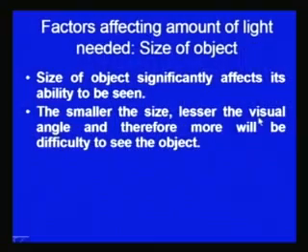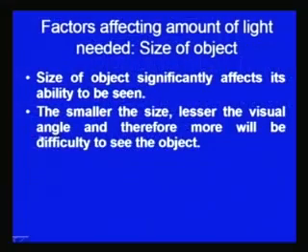In general, the smaller the size of the object, the lesser the visual angle, and therefore the more difficult it is to see the object. So, if the object is of a fine size, say less than 1 mm, it will need a larger amount of light to detect it and see it clearly, so that it can be processed efficiently by the worker. But if the job size is larger and it is to be seen from a closer distance, it will take less light.